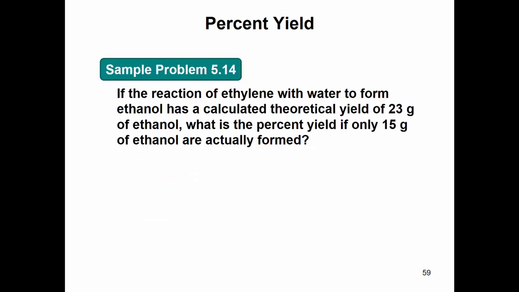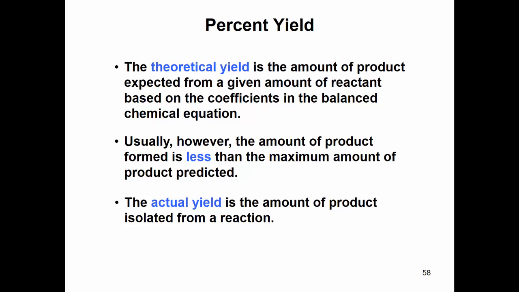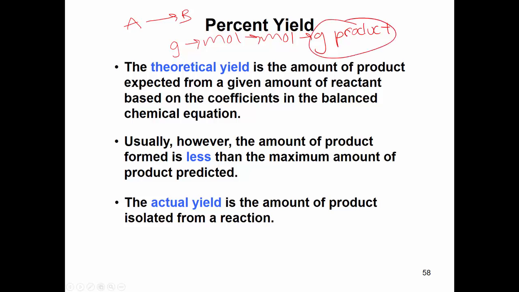So if we have a chemical reaction and we convert from grams to moles to grams of our product based upon some balanced equation, then that mass that you wrote down on paper and calculated was your theoretical yield, how much you theoretically would produce. The actual yield is how much you actually obtained, that you isolated from a reaction. So this is like being in the lab.